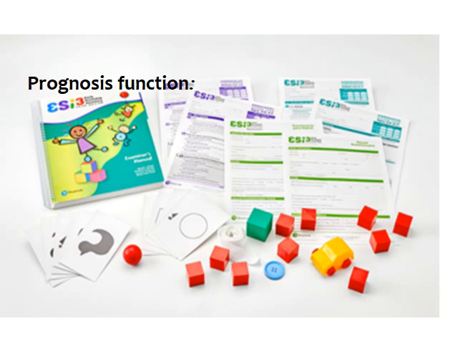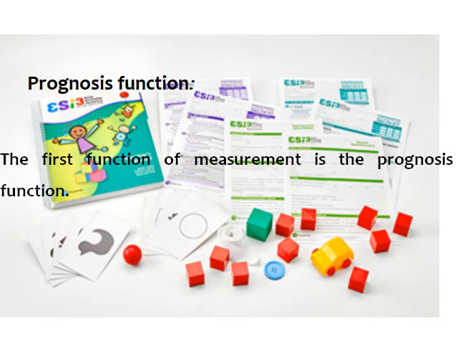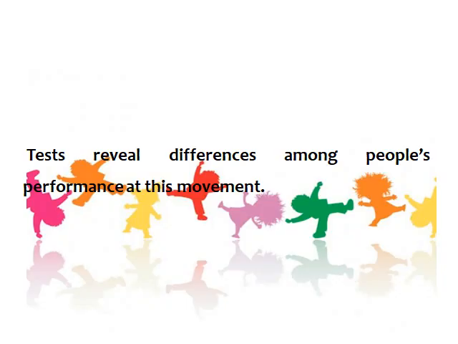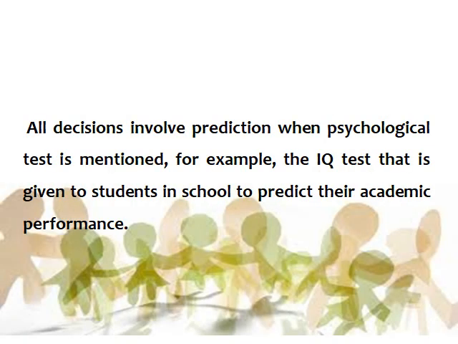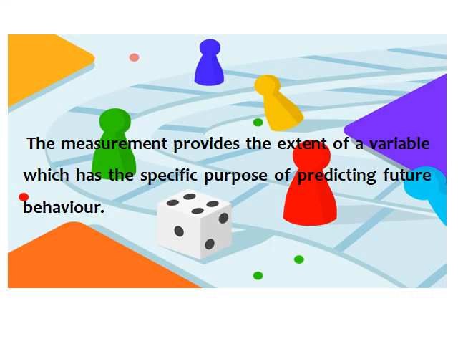Prognosis function. The first function of measurement is the prognosis function. Tests reveal differences among people's performance at this moment. All decisions involve prediction when a psychological test is mentioned, for example, the IQ test that is given to students in school to predict their academic performance. The measurement provides the extent of a variable which has the specific purpose of predicting future behavior.